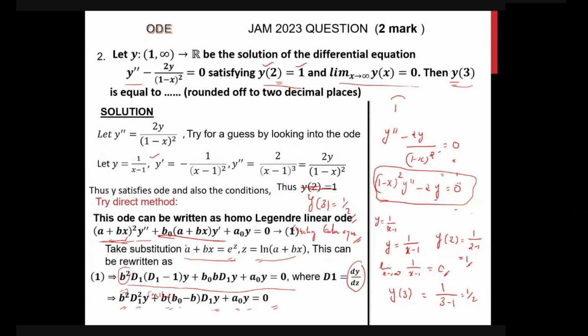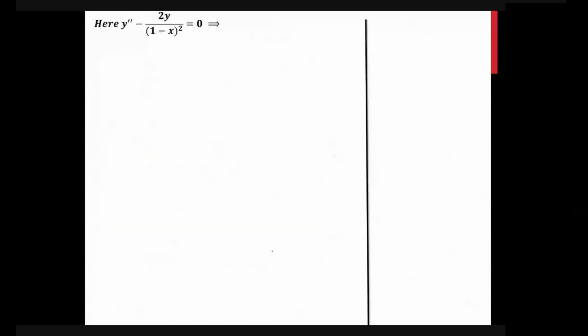And once again, I'm telling you that you don't get time to solve these problems directly in the examination, but you should study this type of ODE. The solution can be easily rewritten like this. The characteristic equation will be b squared r squared plus (b naught minus b) r plus a naught equal to 0. And this can be written as y'' minus 2y divided by (1 minus x) squared equal to 0.